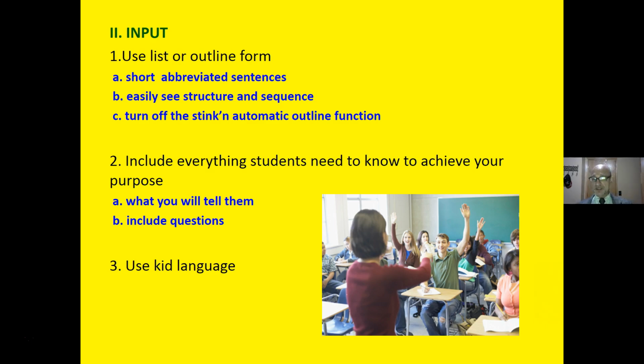So outline form is different from an outline. This list or outline form allows you to see the structure and the sequence so you can move things around. I'm going to say this again. List or outline form is different from a list or an outline. It needs to be substantial enough so I can see exactly what you are saying and teaching. Now, I recommend you turn off the stinking automatic outline function because that totally messes up the spacing and the margins and everything. I absolutely hate that automatic outline function.